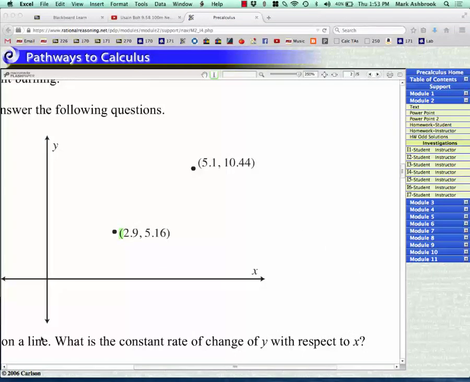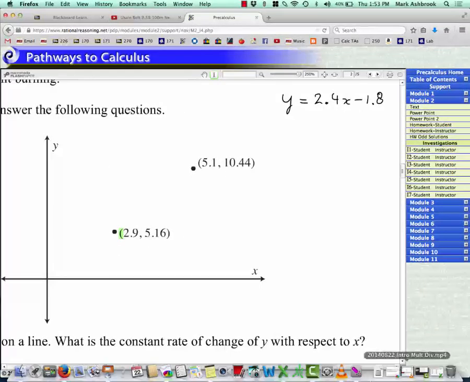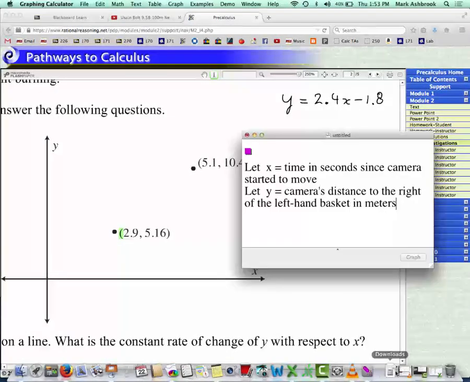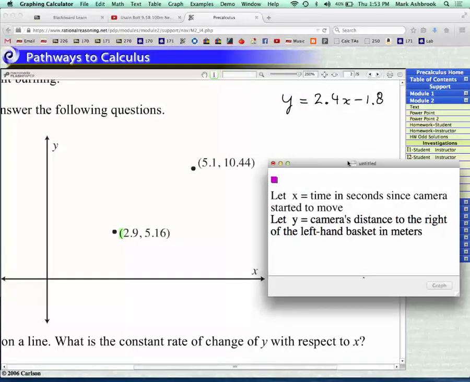Okay, so let's build on this example here. We ended up with y equals 2.4x minus 1.8, right? All right, I want to put some actual real world situation on this. So if x is the time in seconds since the camera started to move, and y is the camera's distance to the right of the left-hand basket in meters.